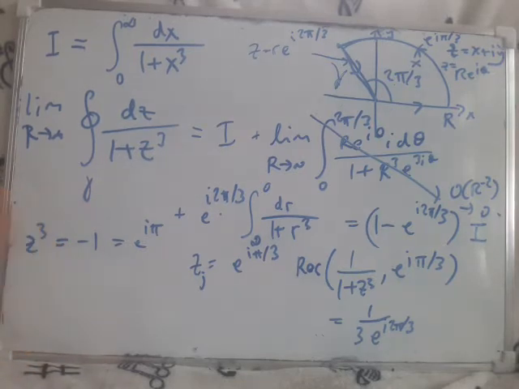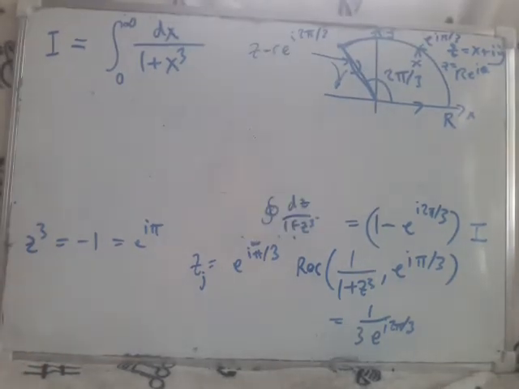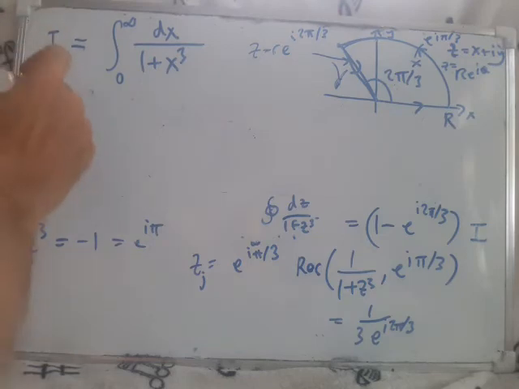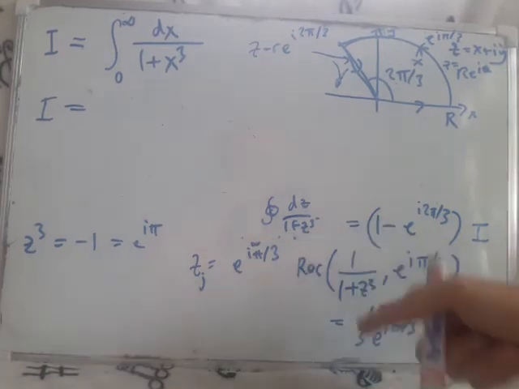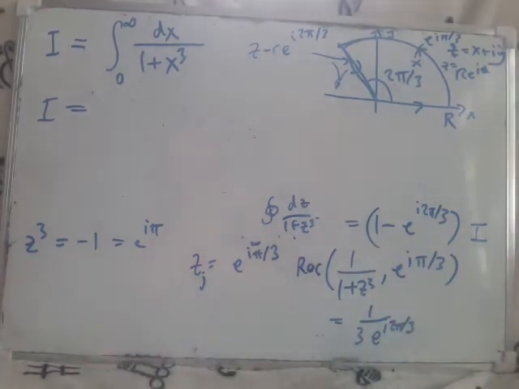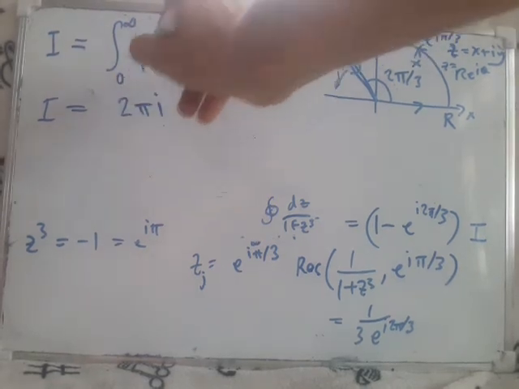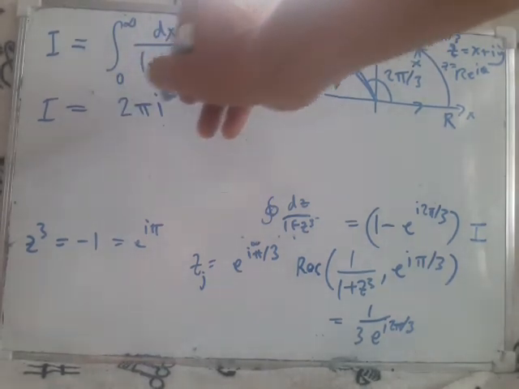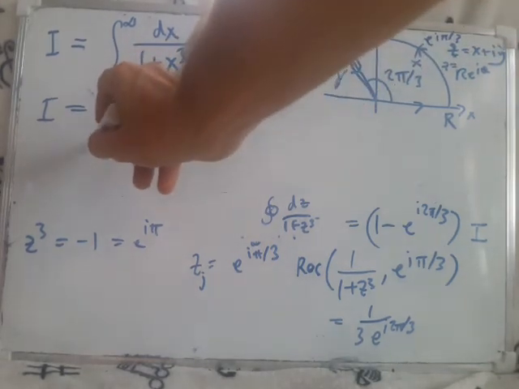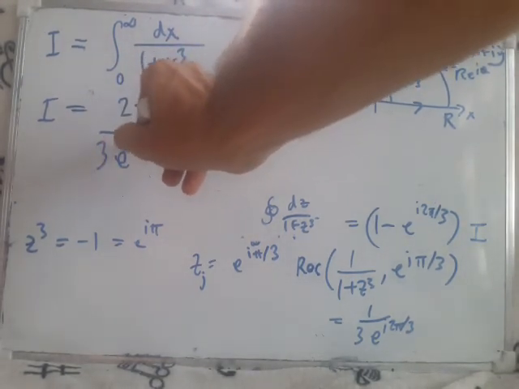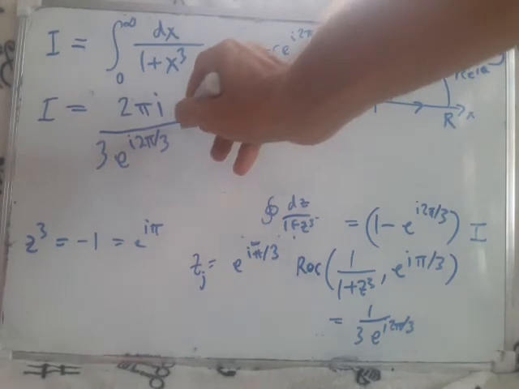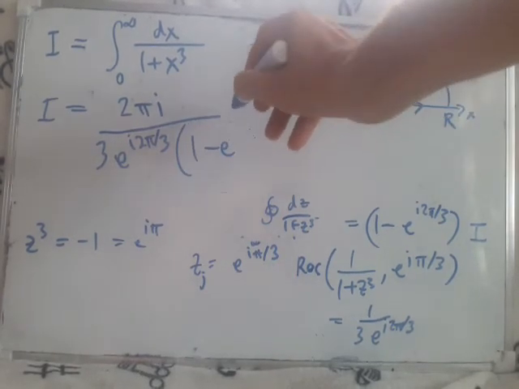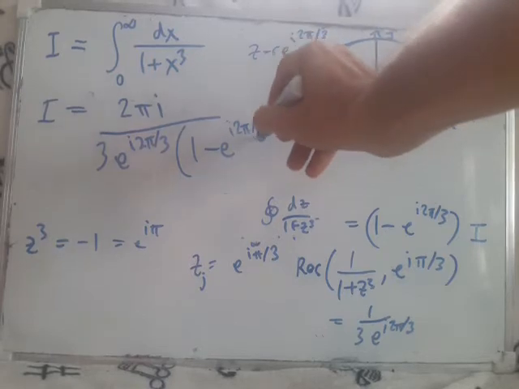So, my 2 pi i times something. Okay, so my final answer then is, this is 2 pi i times the residue. So I've got 2 pi i times the residue, which is 3 e to the i 2 pi by 3, and then divided by this. So it's divided by 1 minus e to the i 2 pi by 3.